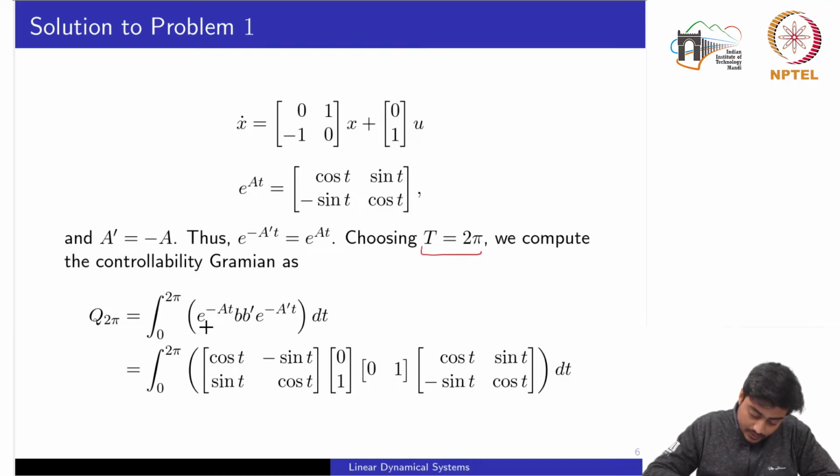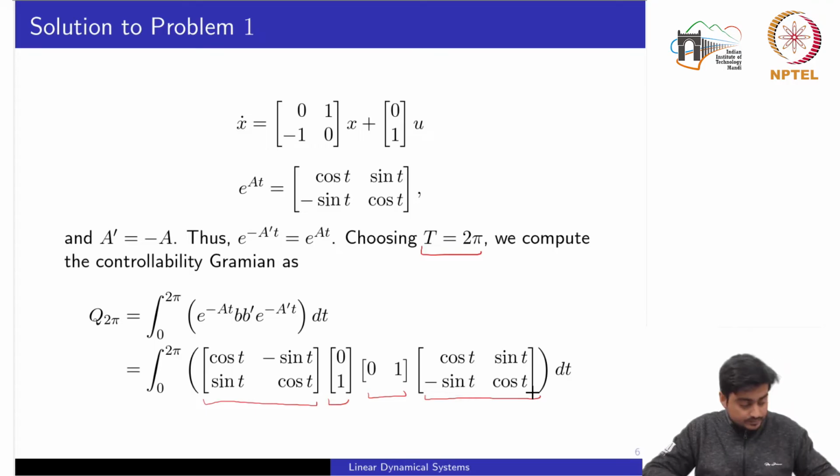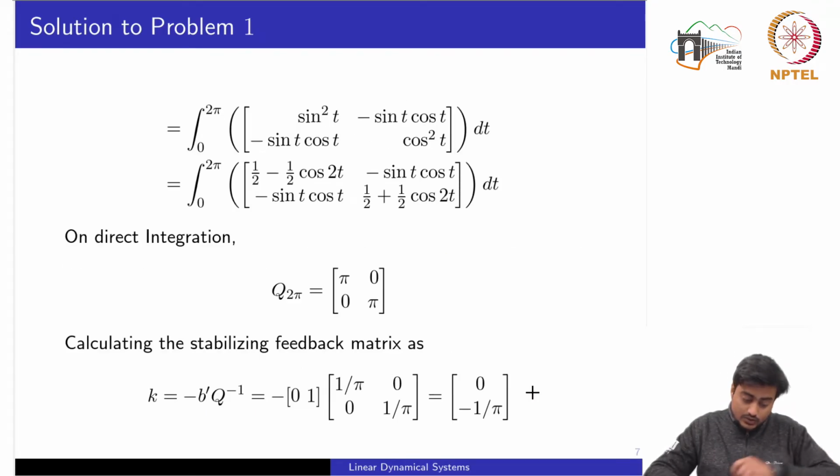Okay, so computing this matrix, we substituted all these parts. This is the exponential term, B transpose, and again the exponential term. So solving this definite integral on direct integration, we obtain the controllability Gramian as this matrix. So these are pi, right? So this would definitely be a positive definite matrix. Now calculating the stabilizing feedback matrix as K is equal to minus B transpose Q inverse, we finally obtain this state feedback gain vector.